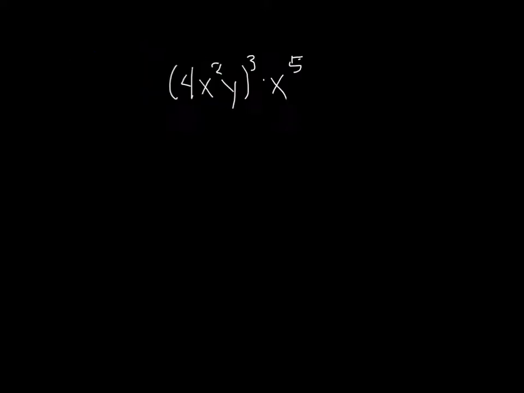Now let's look at what it would be when they're all over the place and doing all kinds of stuff. So the first thing I see is that we have this bubble here being raised to an exponent, and usually when you have a bubble, that's the first thing you want to deal with. So I'm going to distribute my exponent to all 3 things. So now I have 4 to the 3rd, I have x squared to the 3rd, and I have y to the 3rd, and then I still have that x to the 5th on the side there.